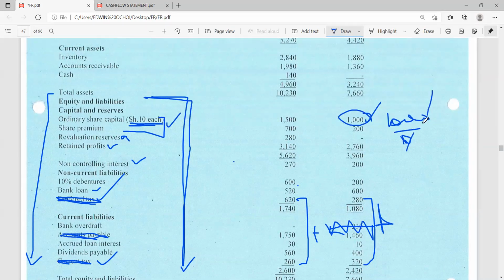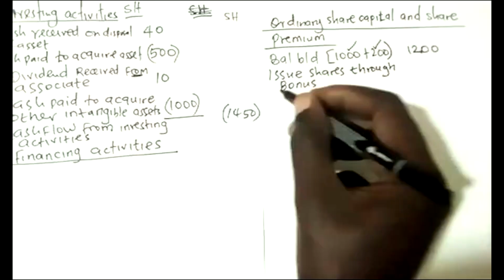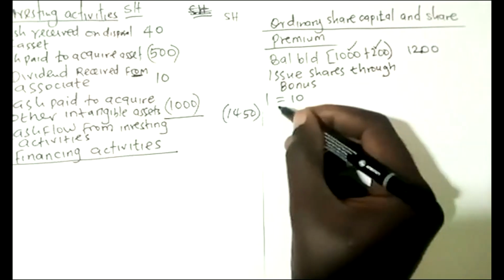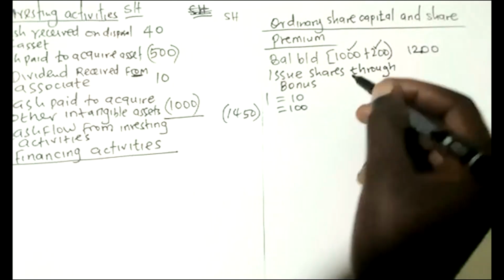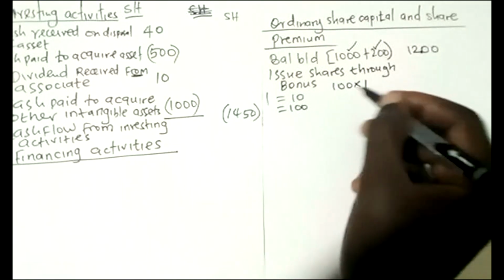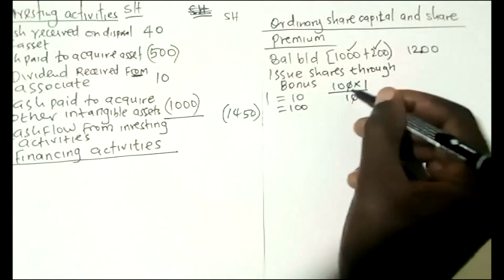So that one goes with that one. So we remain with 100 shares. So we equate with our proportion: 1 for every 10 shares held. What about 100? So we say 100 times 1 over 10. This one goes with this.